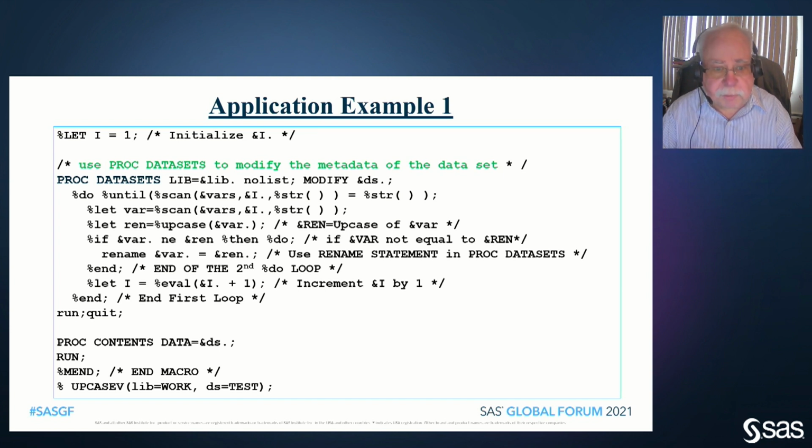Okay, now it gets kind of loopy a bit because there are a lot of additional do loops. I know there's 5 variables in the data set, but I want this to be automatic every time I'm using this. So I'm starting my increment by 1. So let I equals 1. Okay, so then I'm using the proc datasets, which is a very useful way to access some of the metadata. And you can modify the metadata without actually touching the data. So the library is &lib. There's the nolist, and I'm modifying the &ds, which is the data set I created, test.